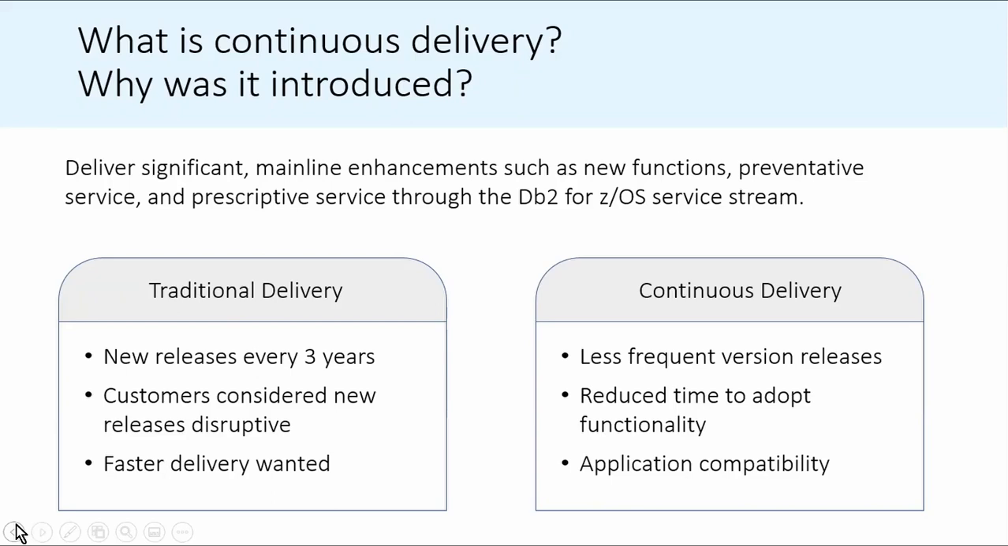The idea is to reduce the time to adopt the functionality and to adapt it into your environment. And there are protections built into continuous delivery so that your applications can continue running compatibly the way they did before, even if new features and functions are available in your environment. They don't have to suddenly change. The applications can continue as they were.